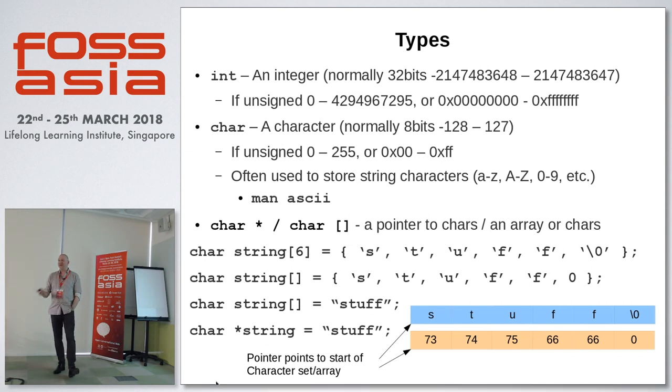We got chars, another really common type. It's basically a byte. It's 8 bits, often used to store characters, like string characters, but doesn't mean it's only characters. It can be any 8-bit sign type. Warning, on ARM, char is actually unsigned by default.